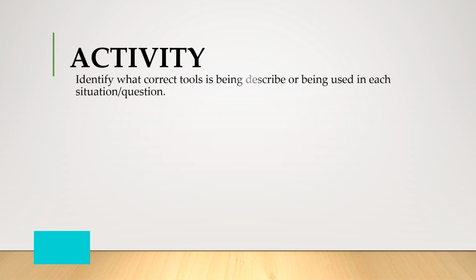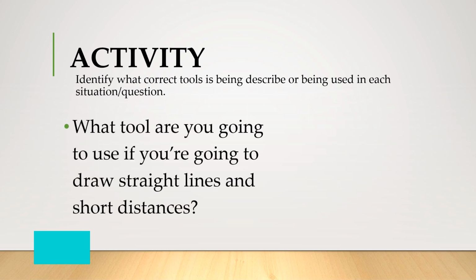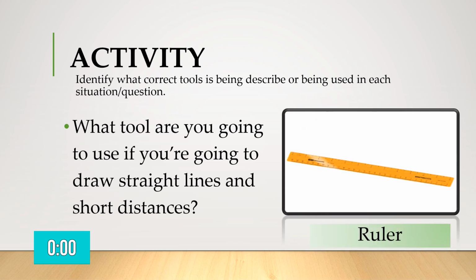Okay, so now let's proceed to our activity. Kindly get your notebook and write your answers. I'll be giving you 5 seconds to answer each situation or question. Identify what correct tool is being described or being used in each situation or question. What tool are you going to use if you're going to draw straight lines and short distances? Okay, the correct answer is ruler.